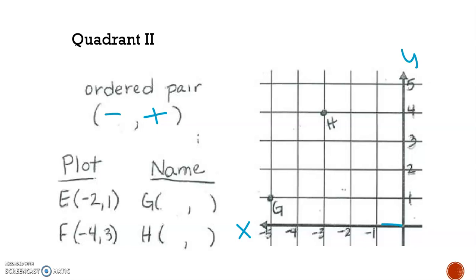So we're going to move left 2 and up 1. So put a dot. For F, we're going to move right 4 and up 3. So put a dot and label that with an F.